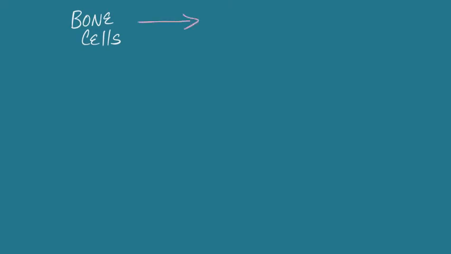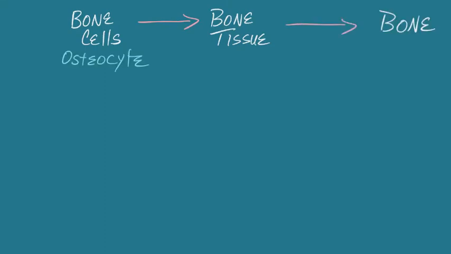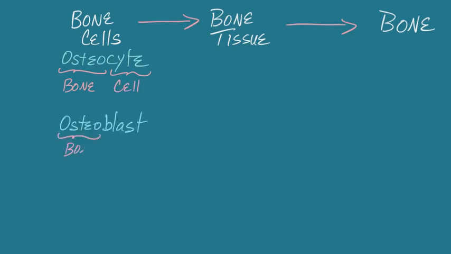Let's take a look at the structural hierarchy of a bone. So we'll start with bone cells, which make up bone tissue, which makes up the bone. There are several types of bone cells. The osteocyte. Osteo means bone and cyte means cell. This is a mature bone cell.